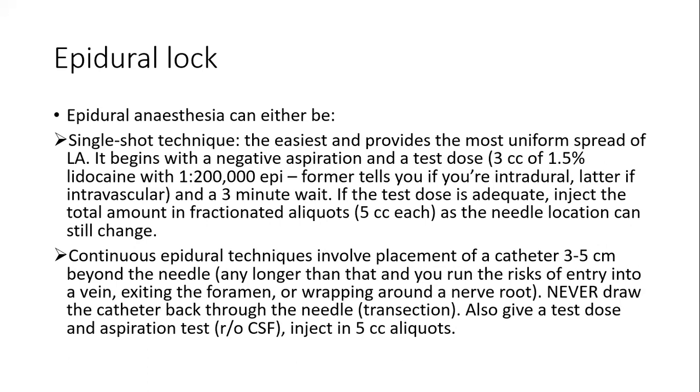Even when you are doing the continuous epidural technique, after inserting your catheter, when you're putting your catheter in, you just want about 3 to 5 cm beyond the needle tip. All right, because you don't want to go further, so that you don't enter a vein and you don't come out of the intervertebral foramen, or you don't want your catheter to be wrapped around the nerve root.